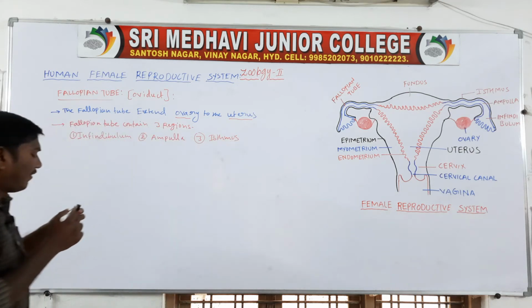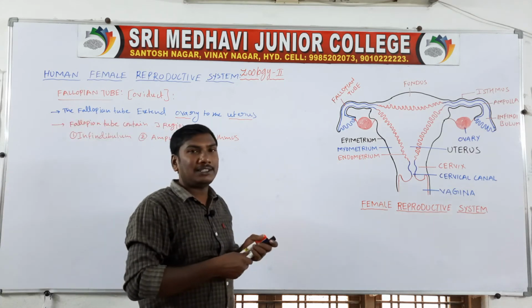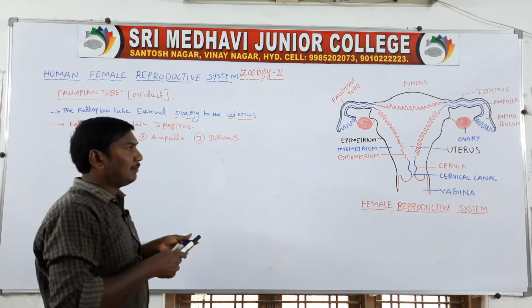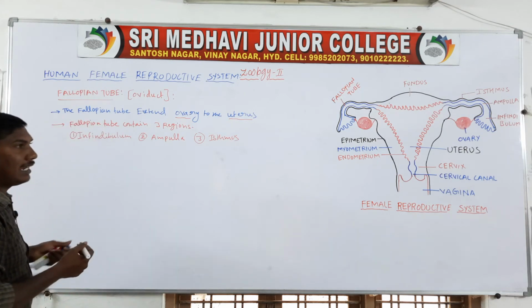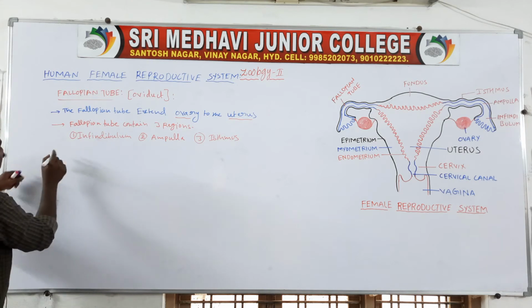Ampulla, isthmus. Infundibulum, ampulla, isthmus. So the ovary opens into the infundibulum, starting from the ovary to the infundibulum. The infundibulum contains a funnel-like structure.